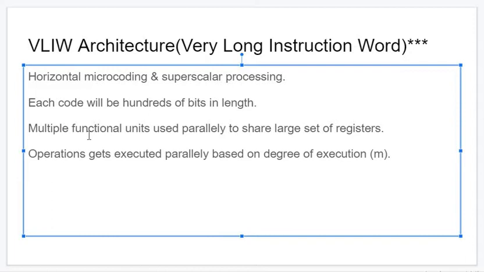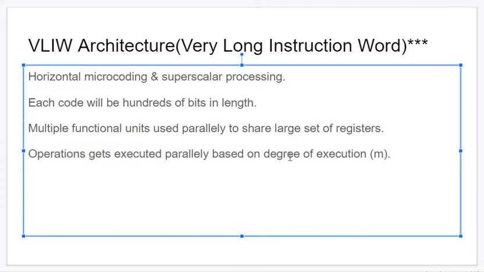Such n number of functional units will be there. Those are called multiple functional units. So one common data register is shared among multiple functional units, and those execute parallelly. That is the feature of VLIW architecture. And since multiple functional units execute parallelly, operations will also get executed parallelly.